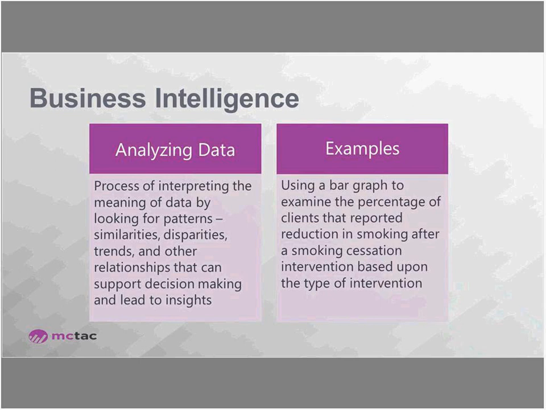Some examples. A simple example is a bar graph. You have a bar graph that examines the percentage of clients that reported reduction in smoking after a smoking cessation intervention. You begin tracking the percentage of clients that reported reduction. You track that over time. You build that into a simple bar graph. You add a linear regression or a trend line to that.